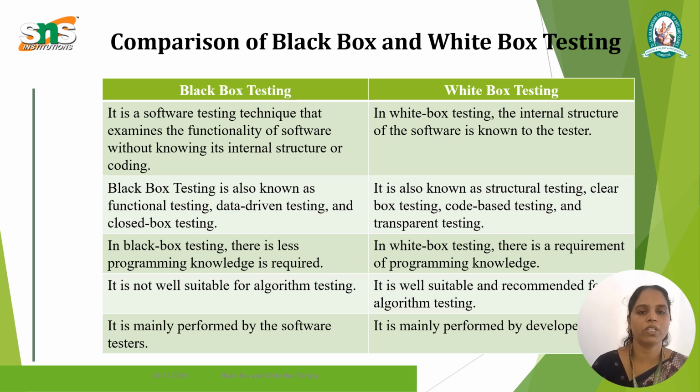Consolidating all the points: for black box testing, we don't need the internal structure; it is data-driven testing, functional testing, and closed box testing; less programming knowledge is required; it is not suitable for algorithm testing; and it is performed by the software testers. For white box testing, we should know the internal structure of the software; it is also called clear box testing, code-based testing, and transparent testing; we have to have programming knowledge before going to white box testing; it is suitable for algorithm testing; and it is mainly performed by the developers.